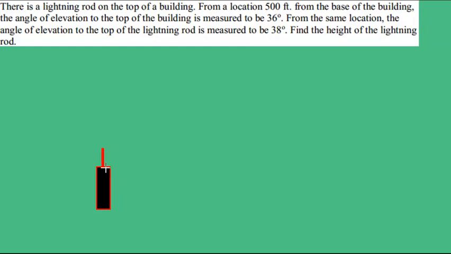So this is our building, and that's the lightning rod. We're 500 feet away. Then the angle of elevation to the top of the building is 36 degrees. So this angle in here is 36 degrees. And then to the top of the lightning rod, it's 38 degrees. What we want to find is this height here, the height of the lightning rod. So this distance here is x. To find x, all we need to do is find the height all the way up here. Let's call this a, and then this height here, we call this b. And once again, x is a minus b.